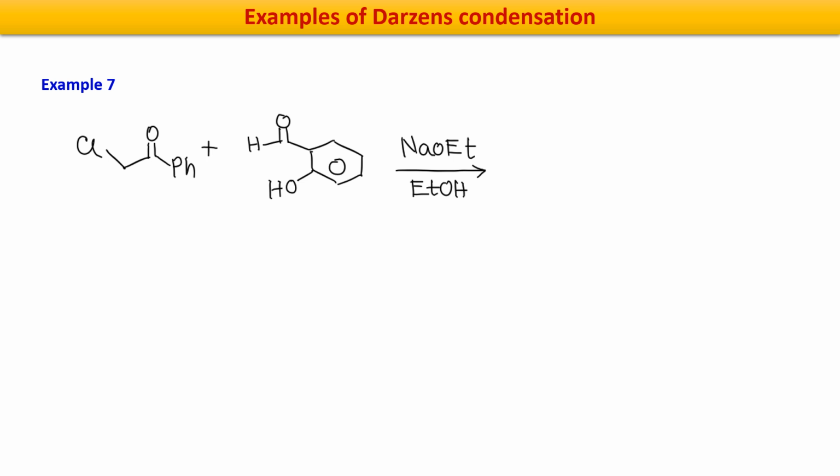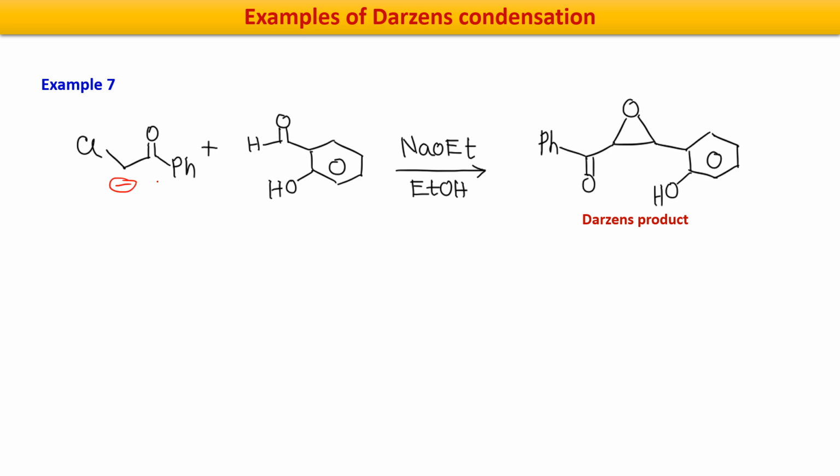Now this example is very interesting because it will not stop at Darzens condensation. Something extra will happen. I will not go into the mechanism. I am simply showing you the Darzens product, and you know how it will be formed. We have already seen this mechanism several times. There will be a negative charge, and it will again attack at this carbon where chlorine is present. You will get this epoxide, and this is the Darzens product.